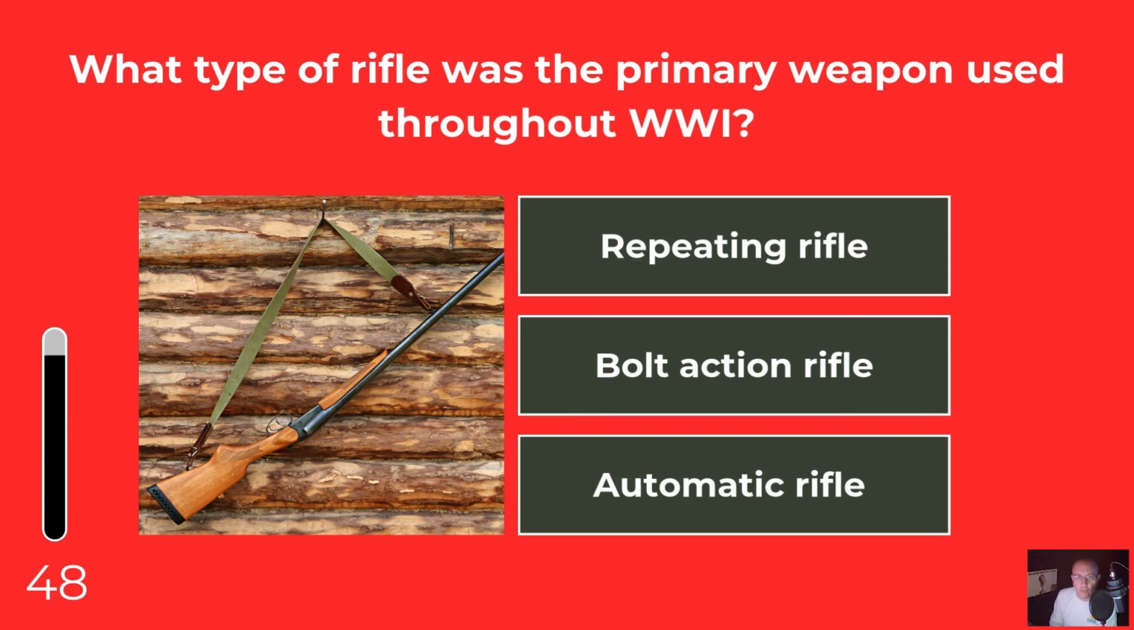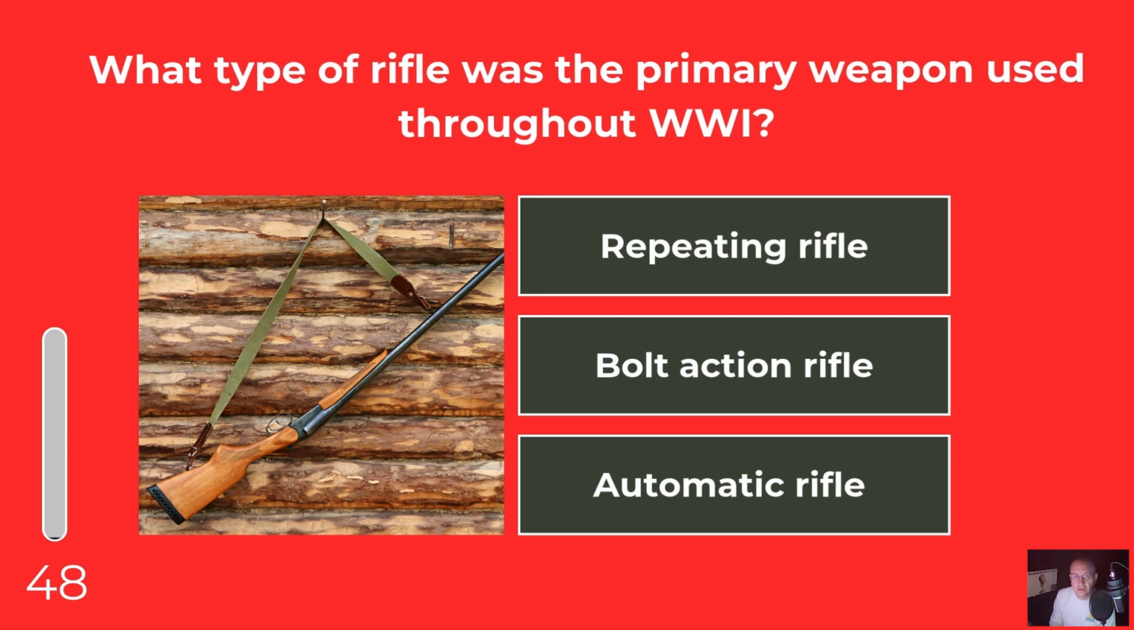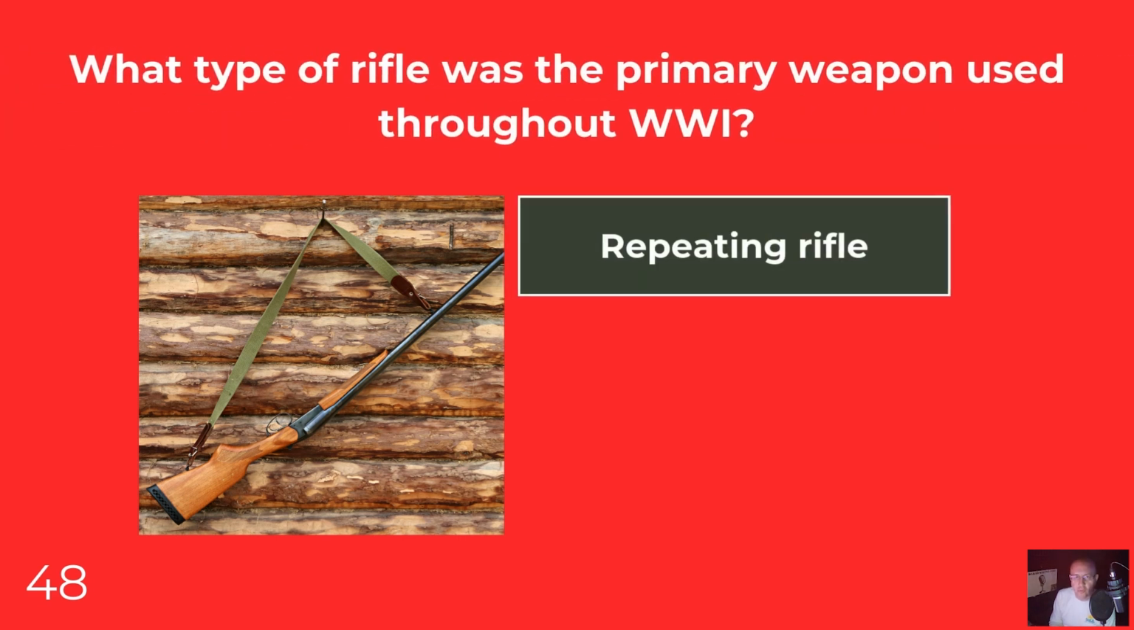What type of rifle was the primary weapon used throughout World War I? Was it the repeating rifle, the bolt-action rifle, or the automatic rifle? The primary weapon used throughout World War I was the repeating rifle.